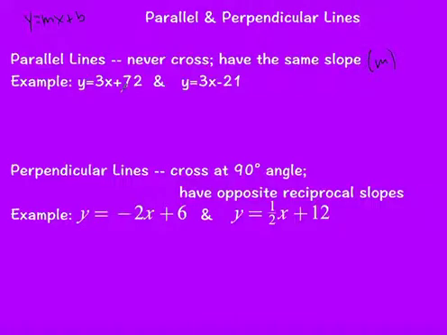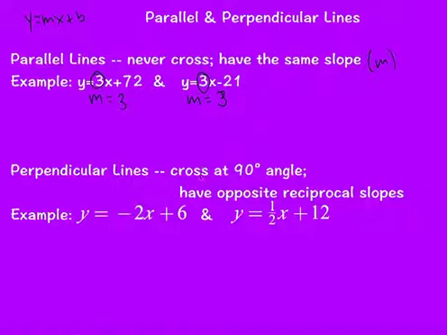In y equals 3x plus 72, the m value is what's always in front of x, so that would be 3. For y equals 3x minus 21, the m value is always in front of x, so again it's 3. Because both of these had an m value that was 3, that makes the two lines parallel.